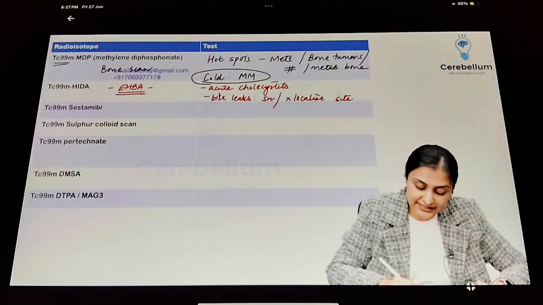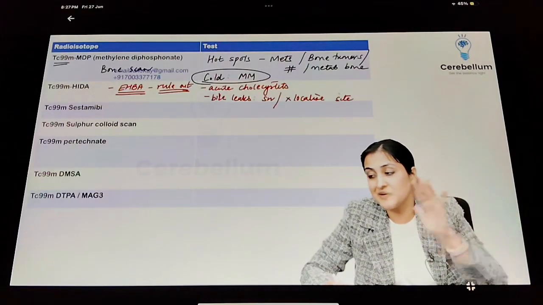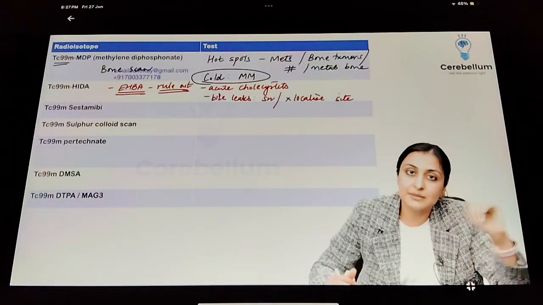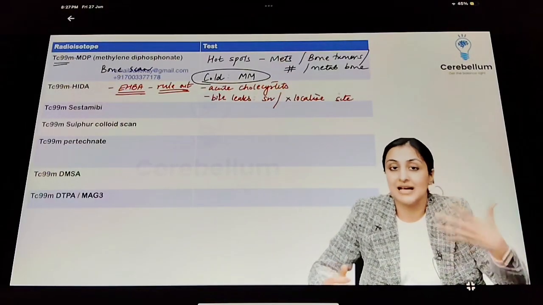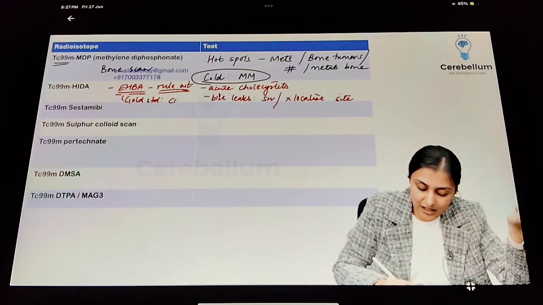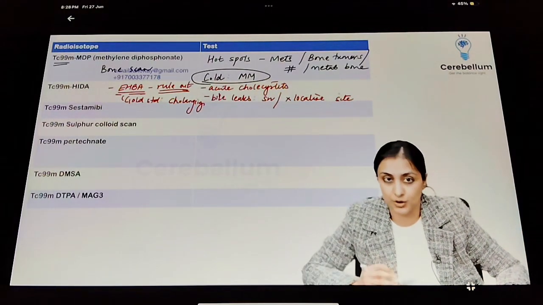In biliary atresia, HIDA scan can be used as a rule-out modality. If HIDA is normal, it means it can't be biliary atresia. But if HIDA is abnormal, then I'm not very sure. It can either be biliary atresia or it can be hepatitis. And that's why the gold standard for extrahepatic biliary atresia is an intra-op cholangiography. You have to puncture the CBD and see whether they are patent or not.